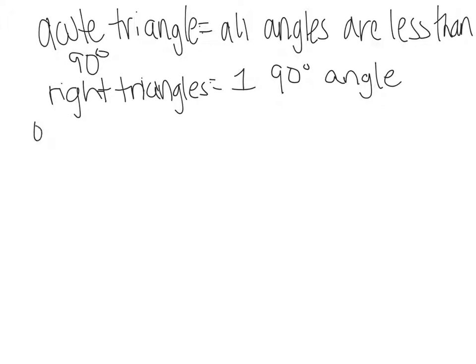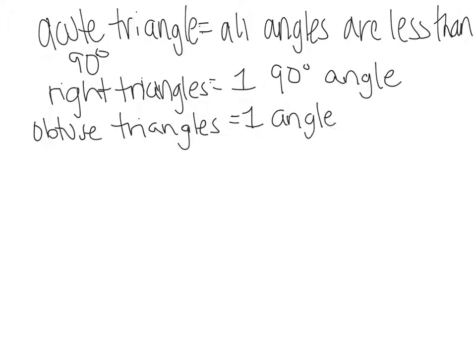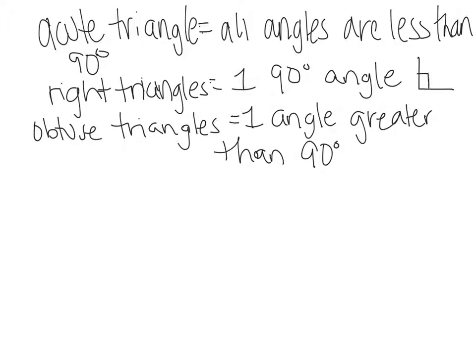and then obtuse triangles have one angle greater than 90 degrees. One thing to remember, if you see a little box there on a triangle, that's a good indicator that the triangle is a right angle. Now, it might not be as big as mine, but it's just because I'm using the iPad to write.